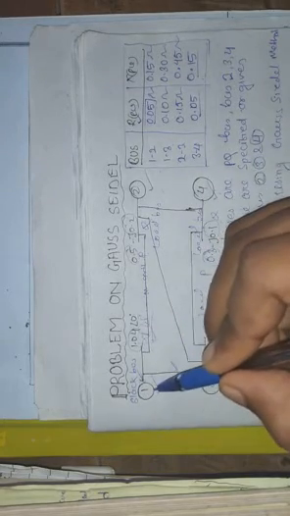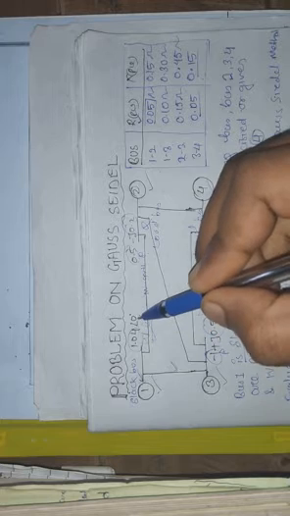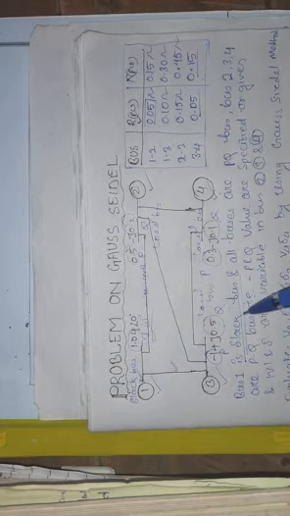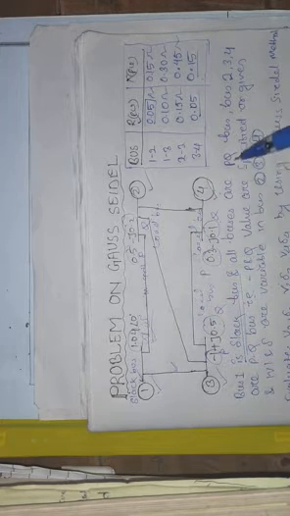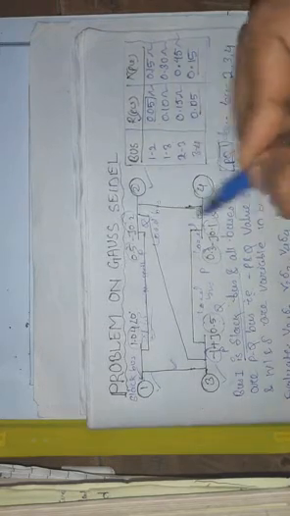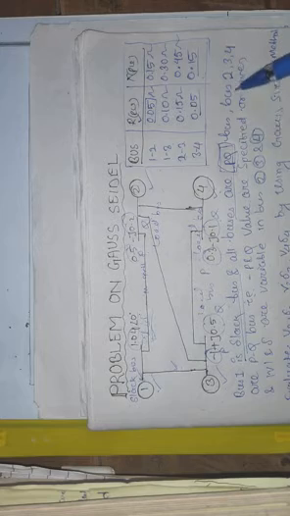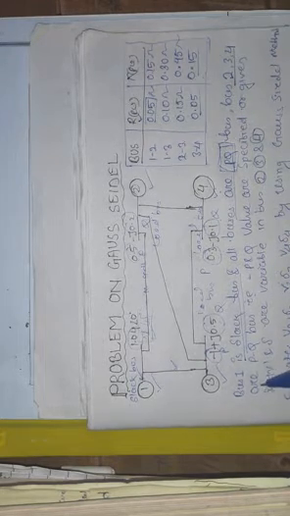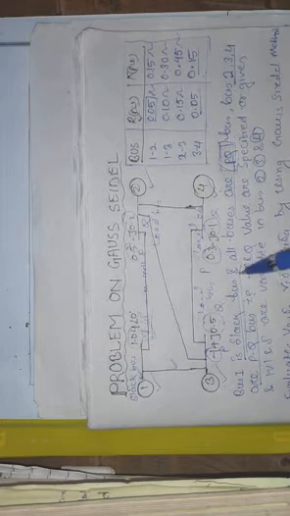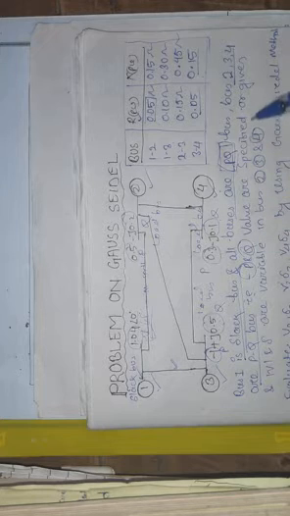Which bus is the slack bus? We have identified bus number 1 as the slack bus because the voltage and the phase angle are given, and all the other buses are PQ buses. Please remember that bus numbers 2, 3 and 4 are PQ buses. The P plus jQ values are specified or given, and the voltage V and angle delta are variables.